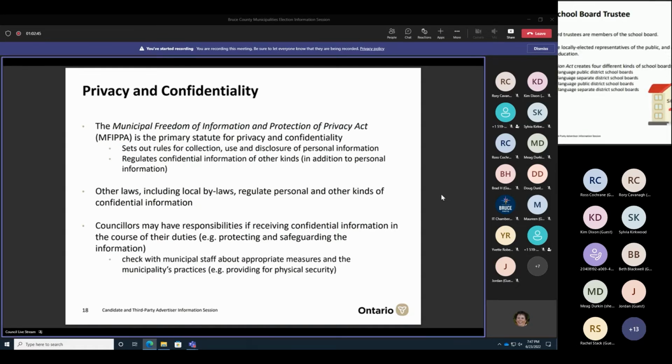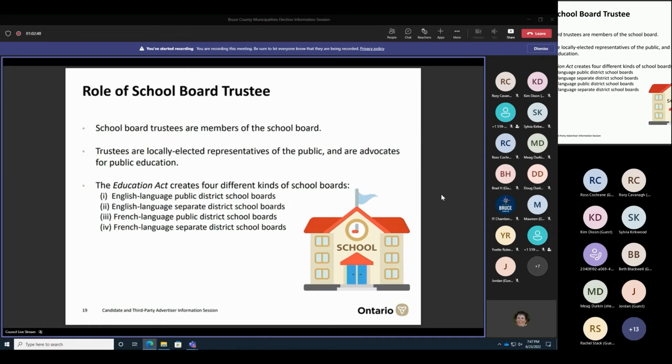The role of school board trustee. School trustees are members of the school board. They are locally elected representatives of the public, and they are the community's advocate for public education. Only the board, not an individual trustee, has the authority to make decisions or take action. A trustee is often the first point of contact for parents and community members who have questions or concerns about their local school board or local school. Candidates should contact the applicable school board for further information about duties, commitments, etc.